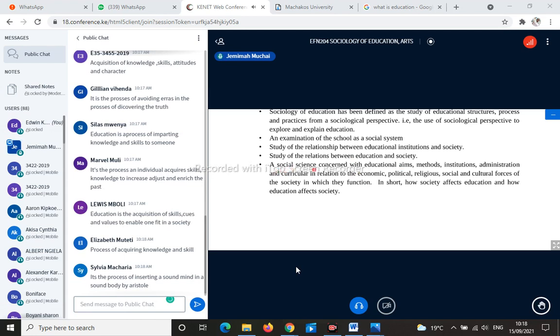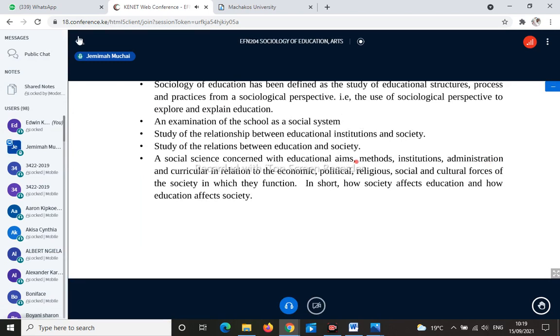Another point is that a social science concerned with educational aims, methods. So when you talk of educational aims, what does this mean? What is the target of educating the young? What do you want them to become after they have attained the highest level of education? Methods. What types of methods are used in educating this person? Institutions. What types of institutions are there in the society that are available to where the learners will get this education? Administration. Who are the people who do the work of administration in these institutions of education?